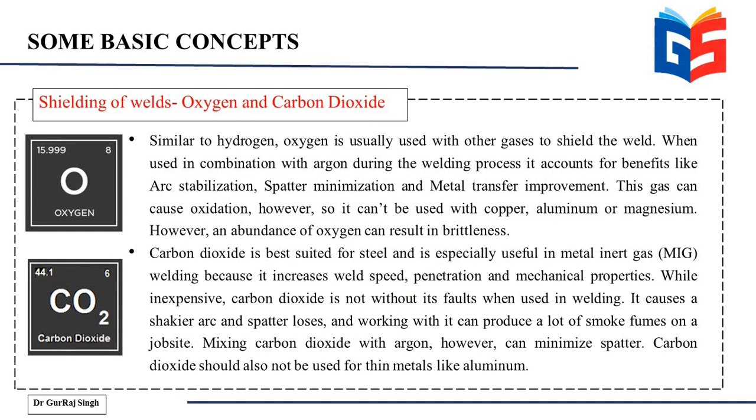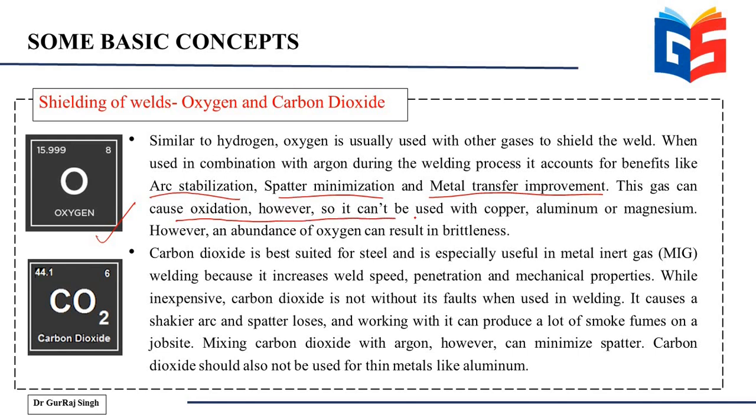Next, we come to another couple of important gases, which are oxygen and carbon dioxide. Now we know that one of the reasons why we are shielding is to prevent oxidation, and therefore we cannot use oxygen in much larger quantities, and in most of the cases it is not recommended to use oxygen at all. But some benefits which oxygen can provide are arc stabilization, spatter minimization and metal transfer improvement. So these are the three advantages which can be drawn out of oxygen, though this gas can cause oxidation.